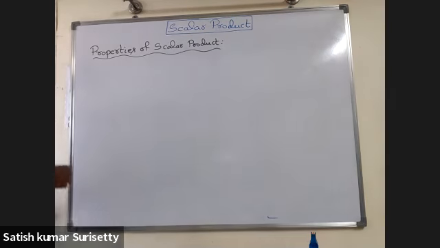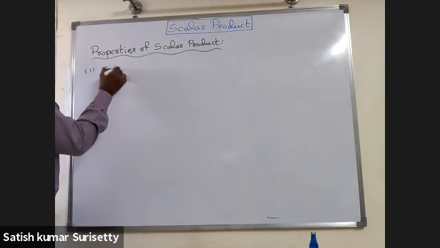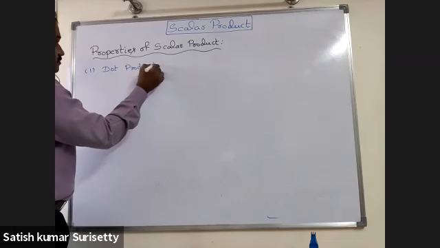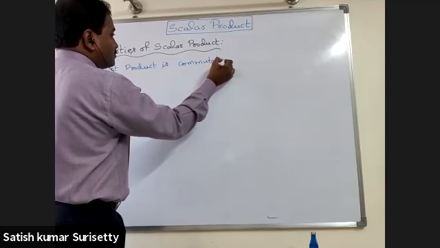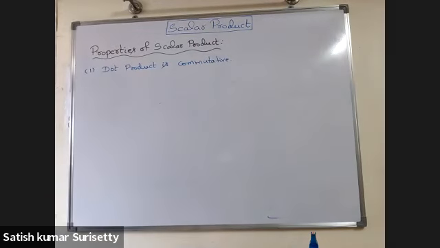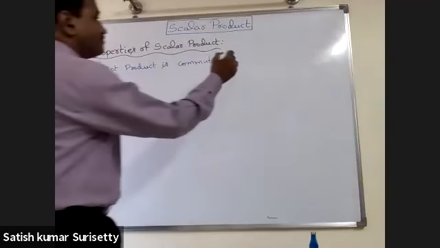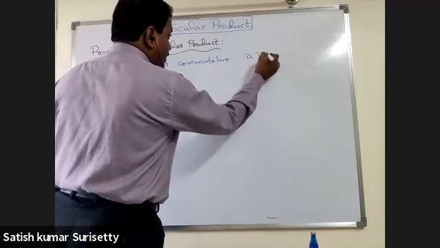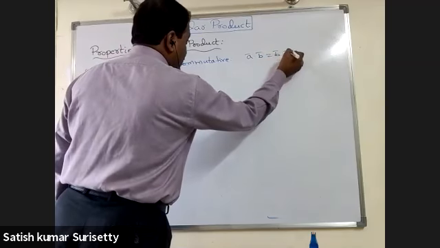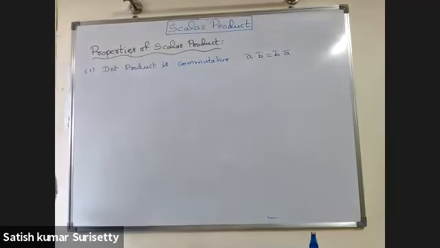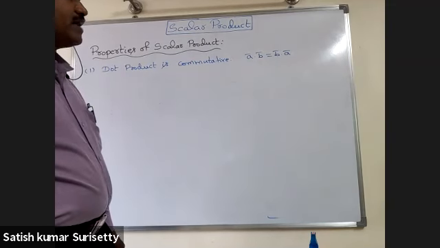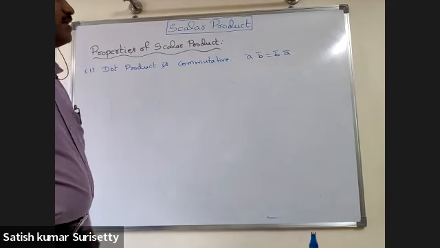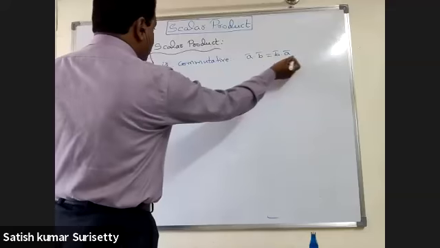Properties of scalar product. Number 1, the dot product is commutative. That is, scalar product is commutative. That is, A bar dot B bar equal to B bar dot A bar. So if theta is the angle between A bar and B bar, then minus theta will be the angle between B bar and A bar. But cos of minus theta will be the same as cos theta. So A dot B is the same as B dot A.